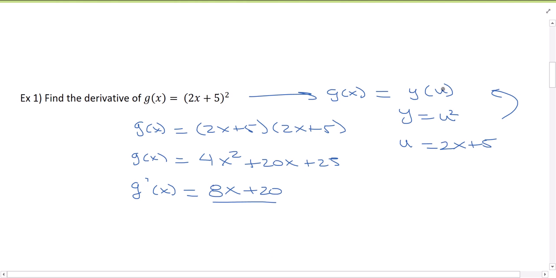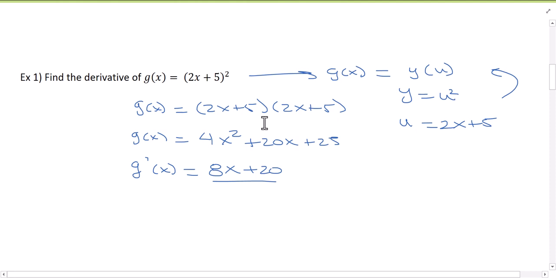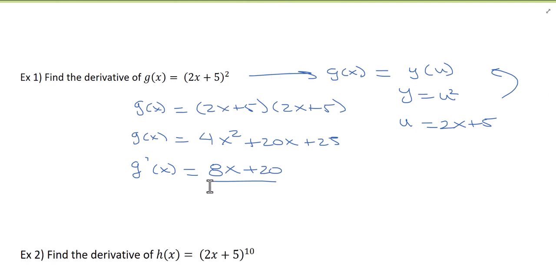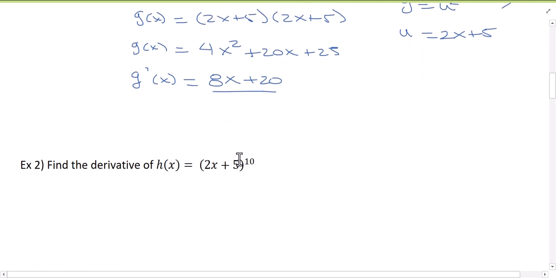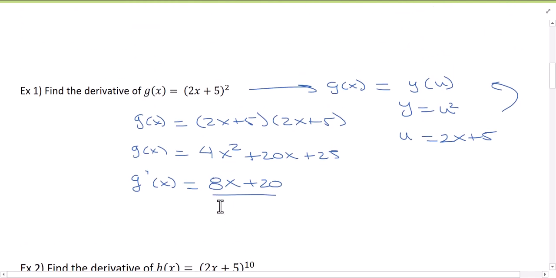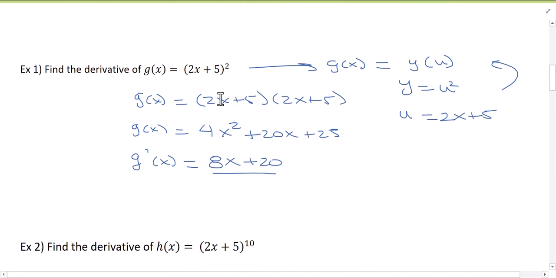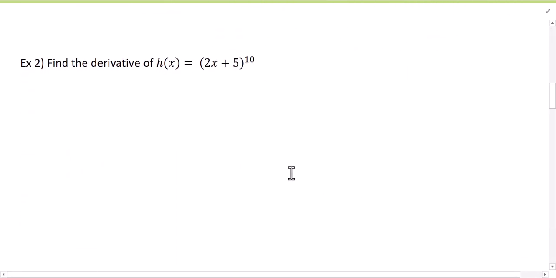And you might be thinking, why do I need to write it as a composition when I just multiply it all out? Well, what if our exponent was different? So what if I had, instead of 2x plus 5 squared, 2x plus 5 to the 10th? Now here, 2x plus 5 to the 10th would mean 2x plus 5 times 2x plus 5 10 times. And I don't want to have to multiply that out. So that's where the chain rule and seeing this as a composition of functions really comes in handy.